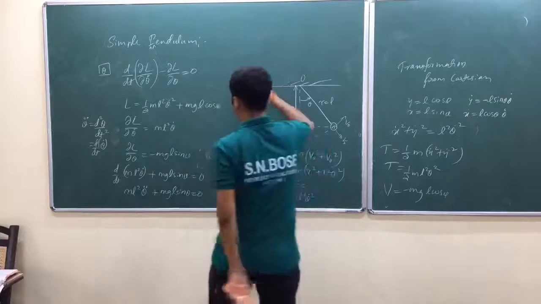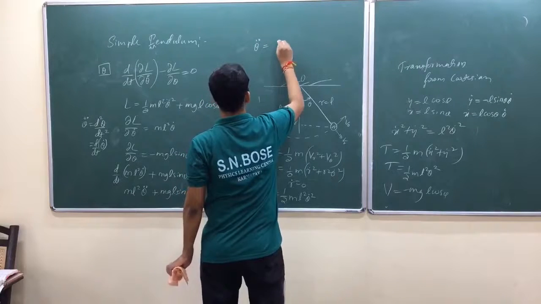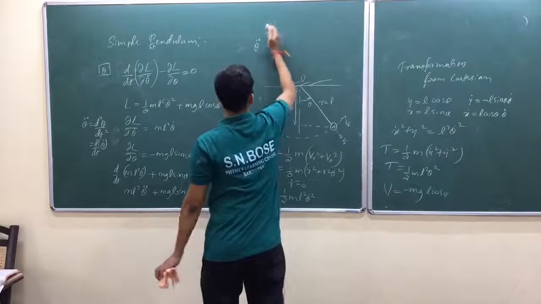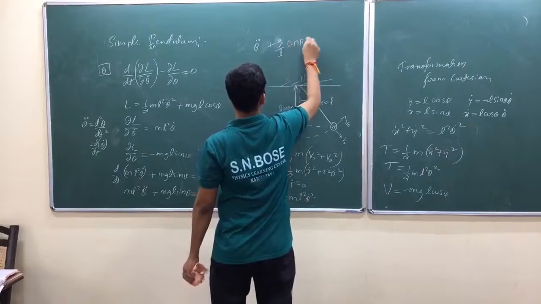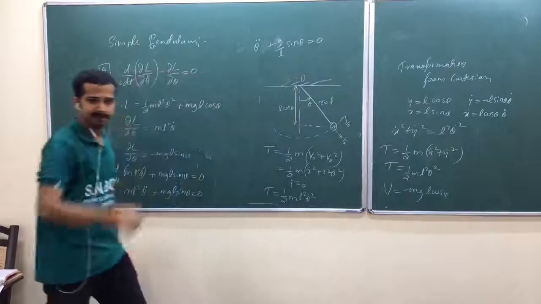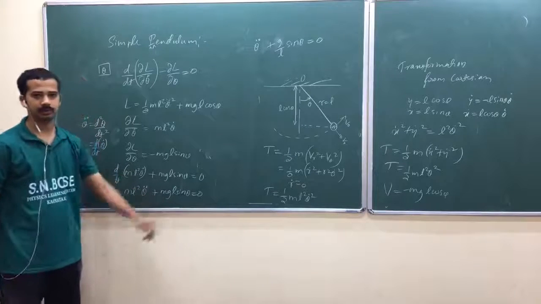And to make that equation comfortable, we divide by ml square. So theta double dot plus g by l sin theta is equal to 0. Divide whole thing by ml square.